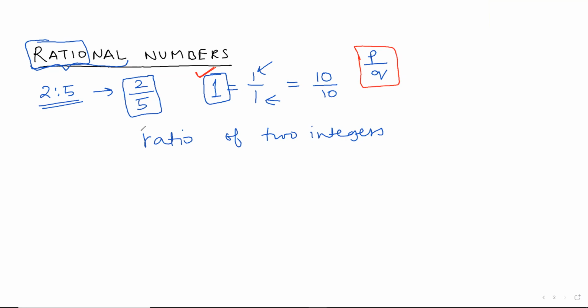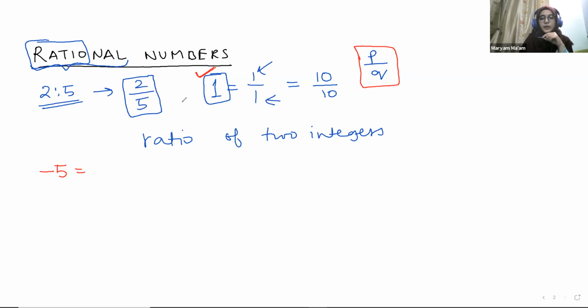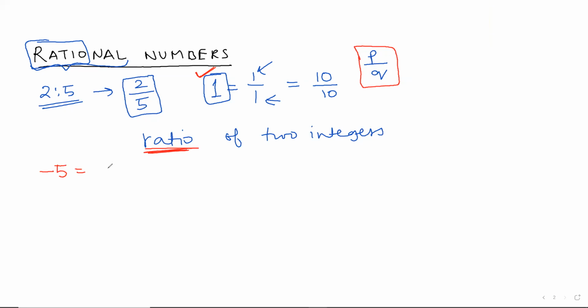Ma'am, like 3 upon 5, 10 upon 2, and so on. Right. What about -5? Is this a rational number? Yes, ma'am. Okay. How can you write it as a ratio of two integers? Ma'am, -5/1. Very good. -5/1.